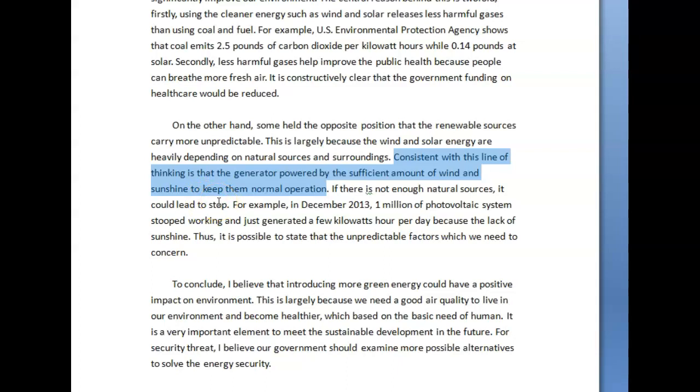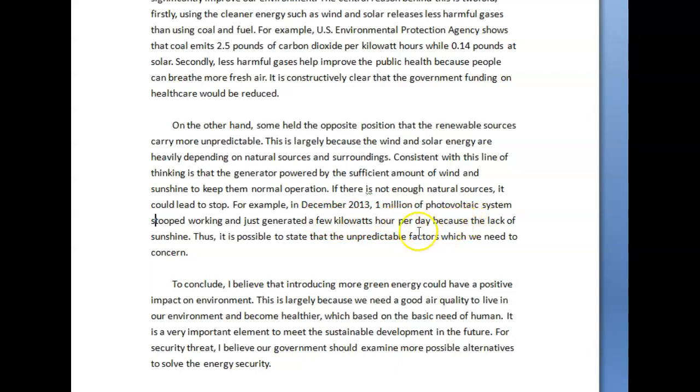For example, in this 1 million, what? 1 million of photovoltaic, I don't understand this. 1 million what? 1 million tons? 1 million homes? I'm so confused. Careful with your spelling, and just generate a few kilowatts of, no, kilowatt hours. That's what you want. A few kilowatt hours per day because of the lack of sunshine.